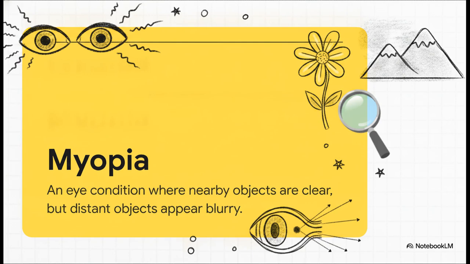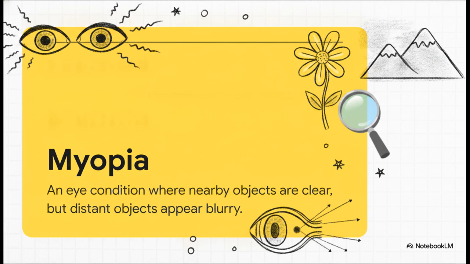In medical terms, we call this myopia, or nearsightedness. Basically, it's an eye condition where nearby objects are super clear, but things far away just look blurry. And here's the thing, it's not actually a disease. It's what we call a refractive error. That just means your eye isn't bending or refracting light properly, so the image gets out of focus.